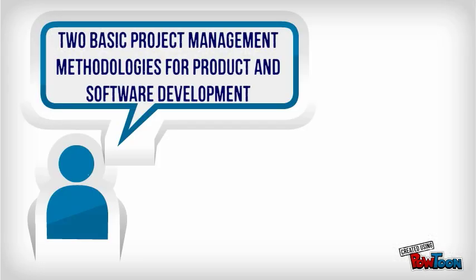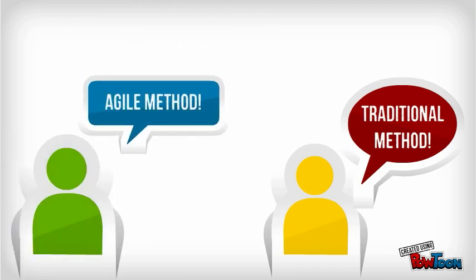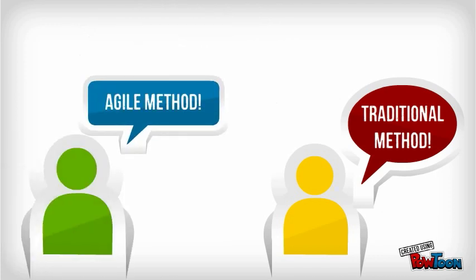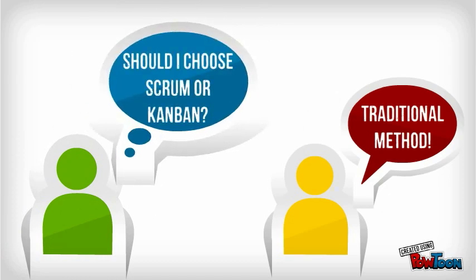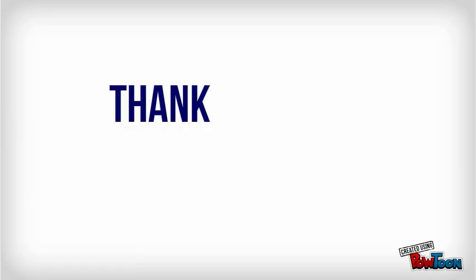Today, we reviewed the two basic project management methodologies for product and software development, the traditional and the Agile methods. Additionally, we looked at 2 sub-approaches within the Agile framework, the Scrum and the Kanban methods. Hopefully the knowledge provided today will help you choose the best methodology for your projects going forward.